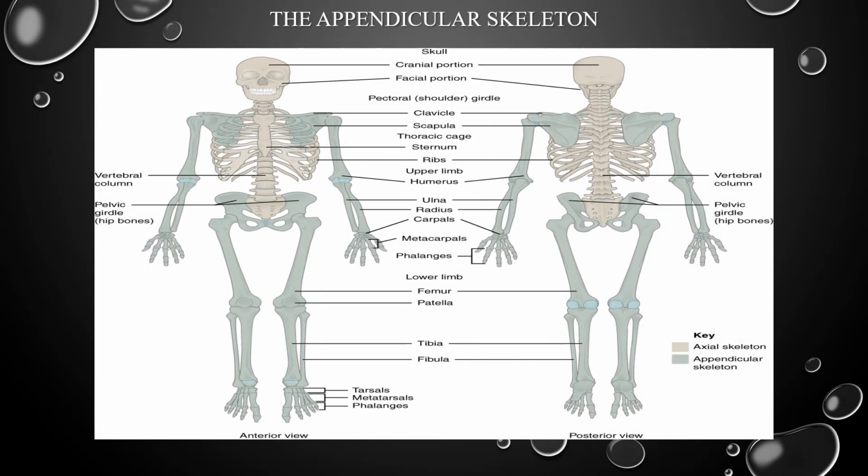We have 126 bones in our appendicular skeleton that have both upper and lower extremities, plus the pectoral and pelvic girdles. The pectoral will include the scapulae, or the shoulder blades, and the collarbones referred to as clavicles. We can find several landmarks in the scapula, such as the acromion and the coracoid process.